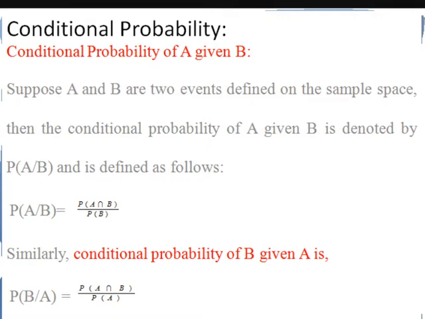Now first we see the conditional probability of A given B. Suppose A and B are the two events dependent on the sample space omega, then the conditional probability of A given B is denoted by probability of A given B. It is defined as probability of A given B is equal to probability of A intersection B upon probability of B. Here probability of B is greater than 0. Similarly, we can define conditional probability of B given A as probability of B given A is equal to probability of A intersection B upon probability of A. Here probability of A is greater than 0.